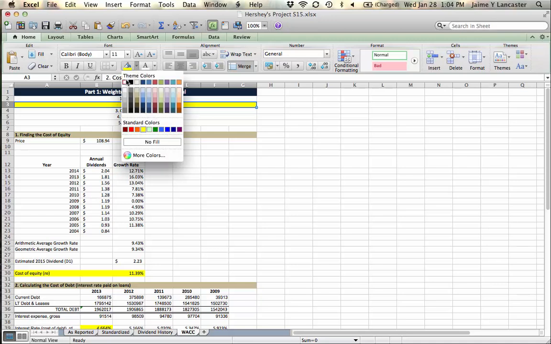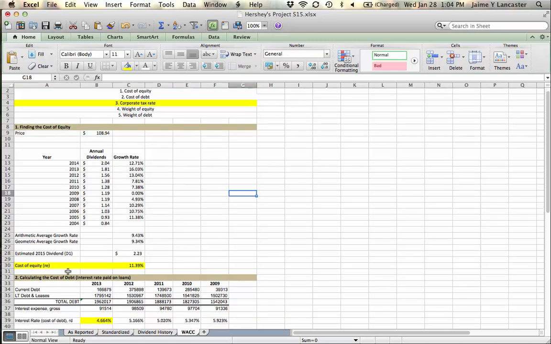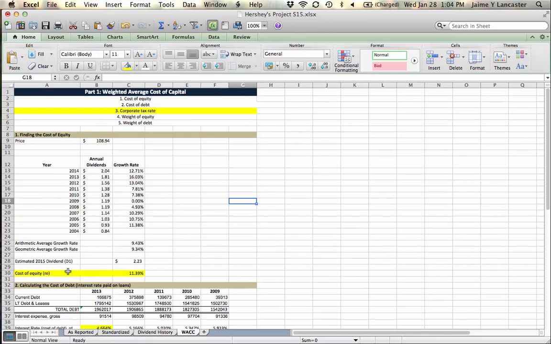All right, in this next tutorial, we are going to calculate our corporate tax rate. This is for the weighted average cost of capital portion of our project, part one. We've calculated the cost of equity, we've calculated the cost of debt, and now we need to figure out the tax rate, the average tax rate for this firm.